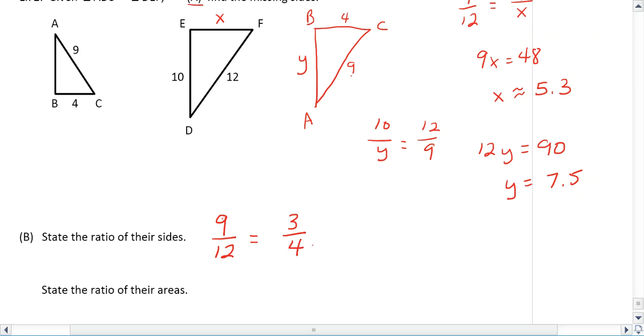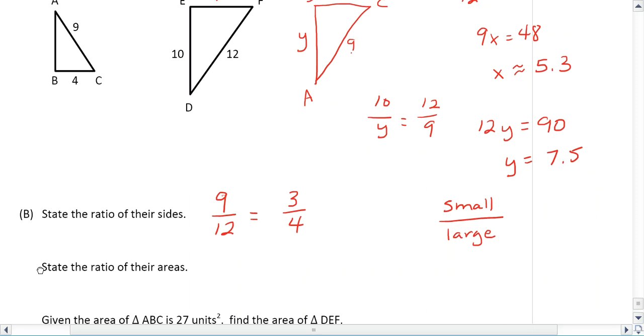Now if you would have said 4 to 3, that's also correct, but just keep track where you have the small and where you have the large. In my ratio, I happen to put the small in the numerator and the large triangle in the denominator. And I'm just going to write that down for reference so I keep track of that.